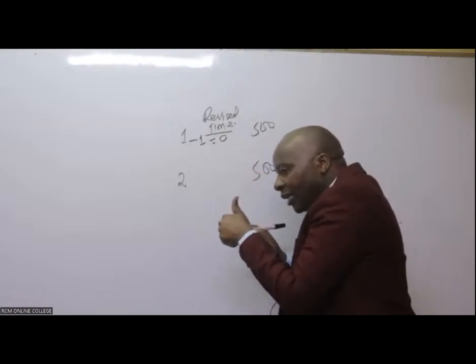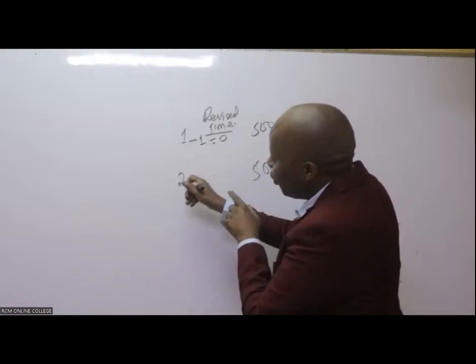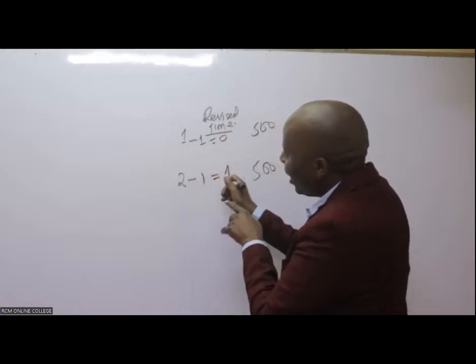Time 0. It's paid today, so that you can use year 1. And then, of course, when we come here, the revised time will be 2 minus 1. So this gives me what? This gives me 1.